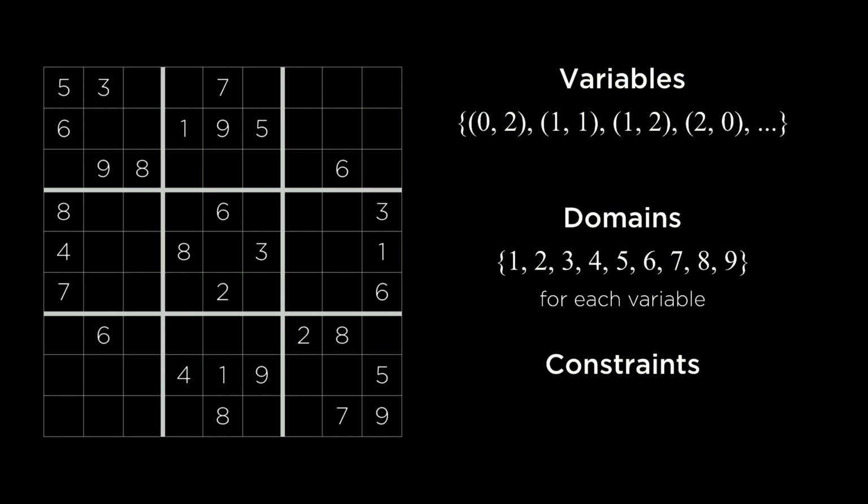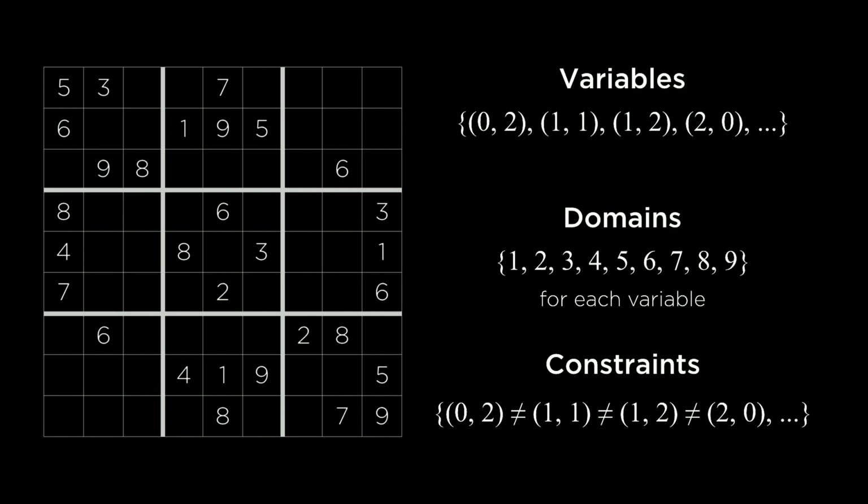So that is going to be the domain for each of these variables. And then the constraints are going to be of the form like this cell can't be equal to this cell, can't be equal to this cell. All these need to be different, for example. And same for all of the rows and the columns and the 3x3 squares as well. So those constraints are going to enforce what values are actually allowed.